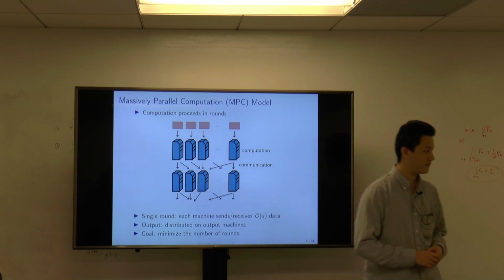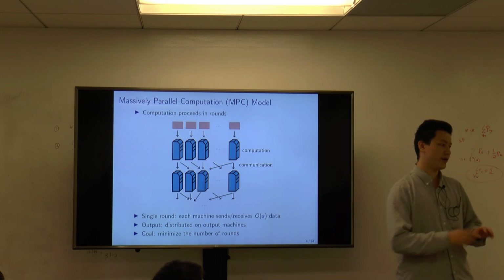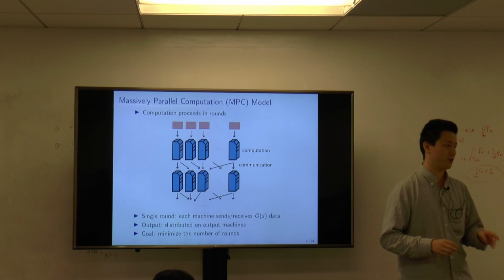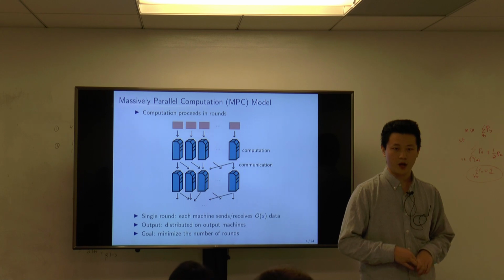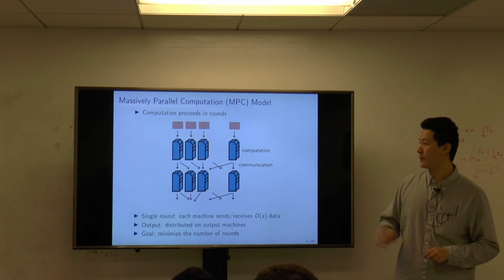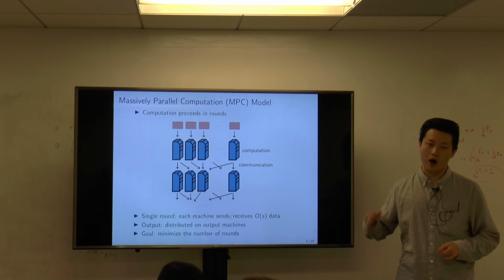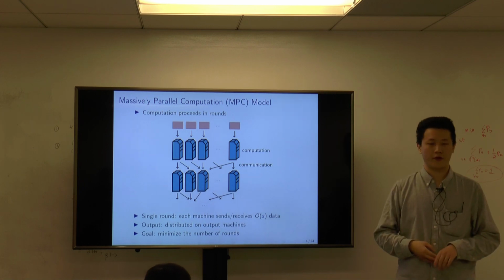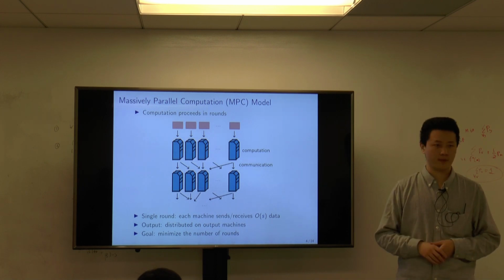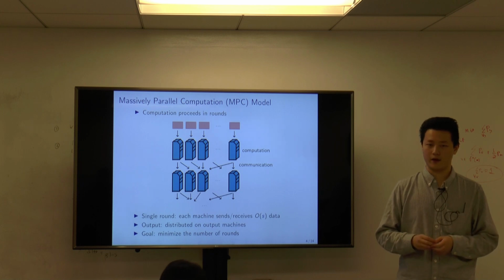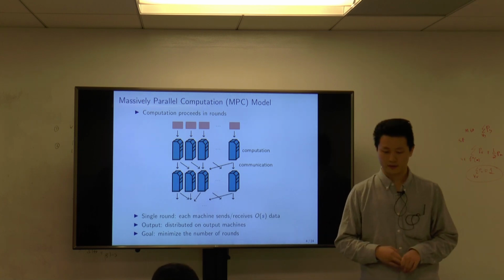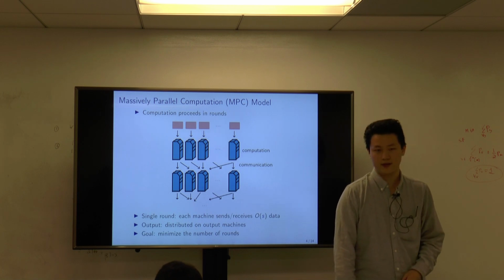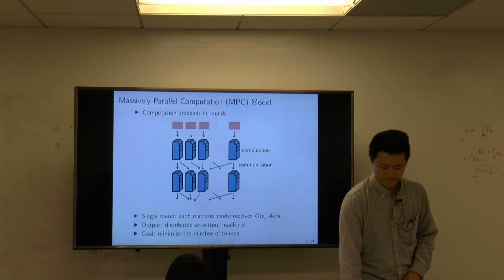So the machines are labeled? Yeah, they are indexed. The computation in each machine is unbounded. In this model the computation is unbounded, but for our algorithm, each machine just needs nearly linear computation in the size of its input, in each round.